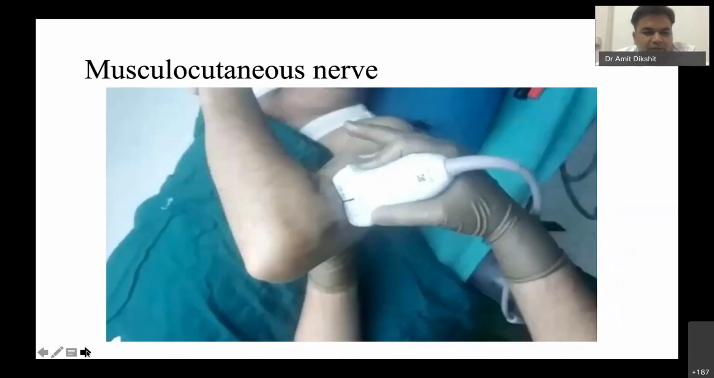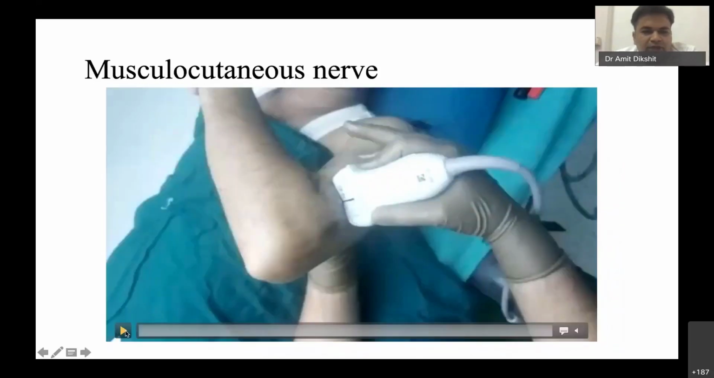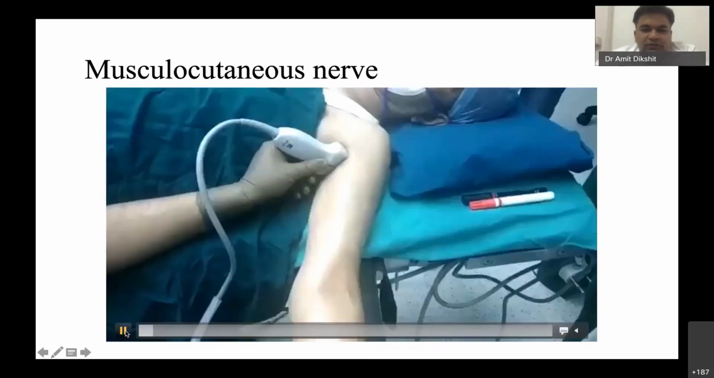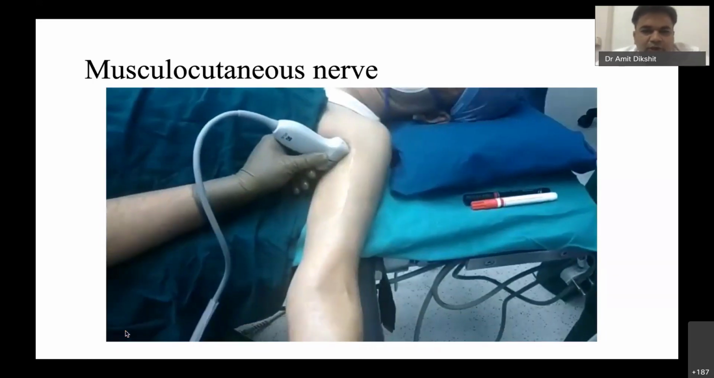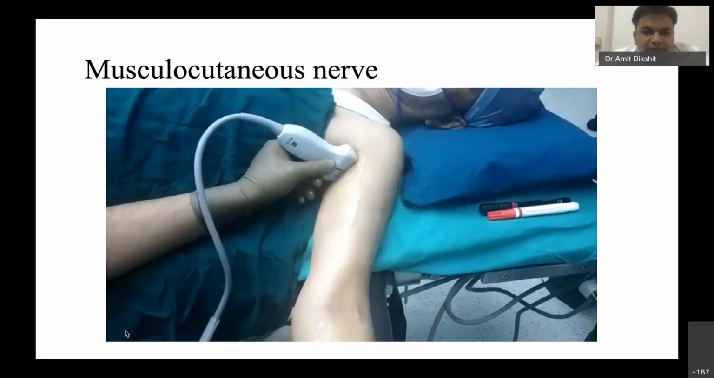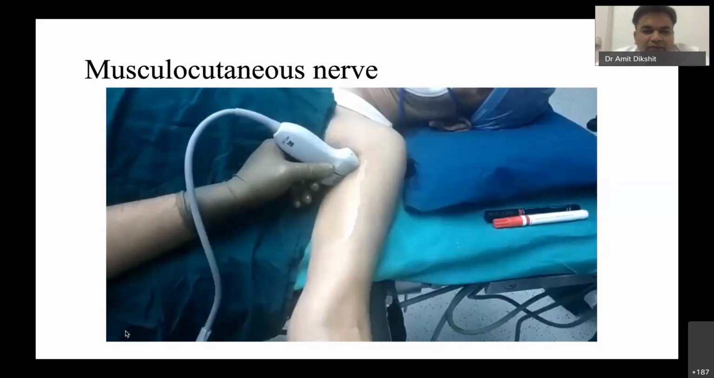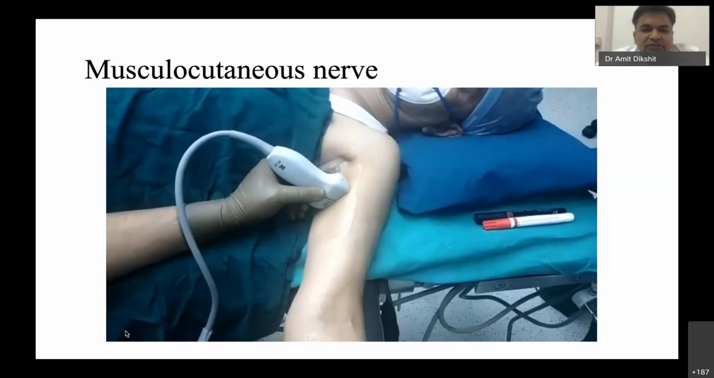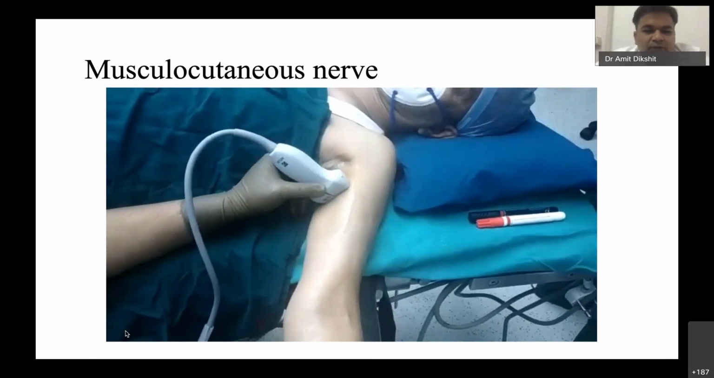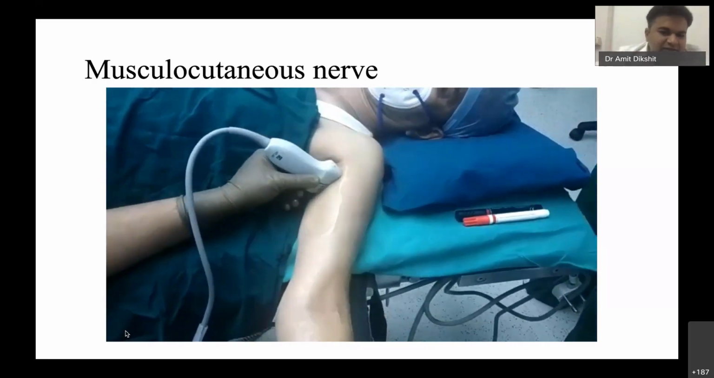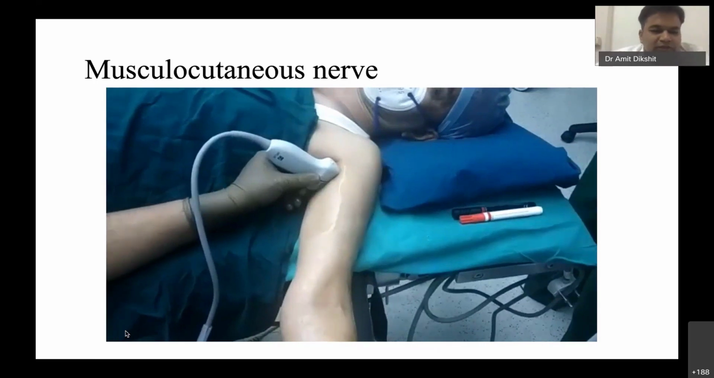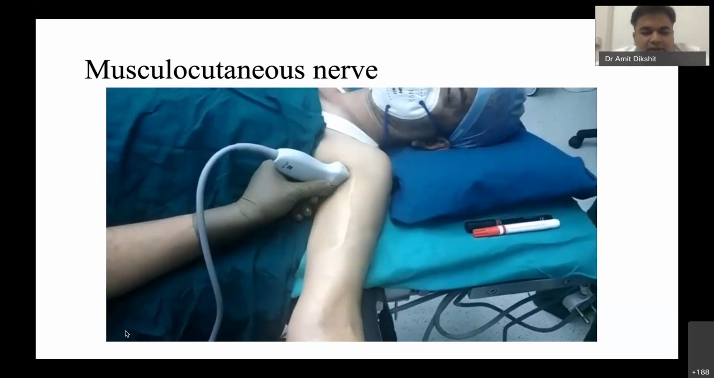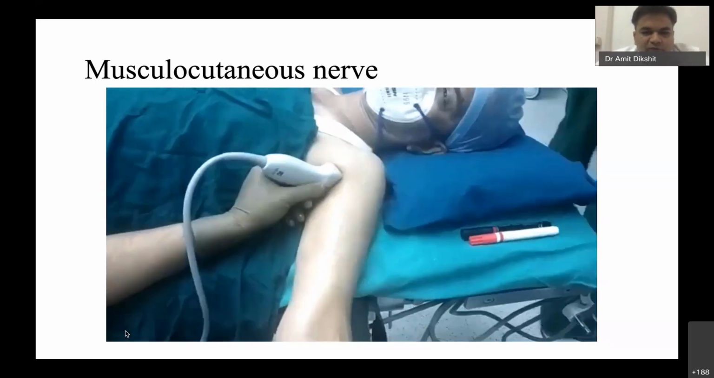Another aspect of blocking that I was trying to share is the musculocutaneous nerve. Now, musculocutaneous is a very notorious nerve. There are anatomical variations, though we look for landmarks like coracobrachialis and all that. The musculocutaneous nerve is nicely seen till mid-humerus level, where we can trace it down, and then it continues as the lateral antebrachial cutaneous nerve of the forearm.